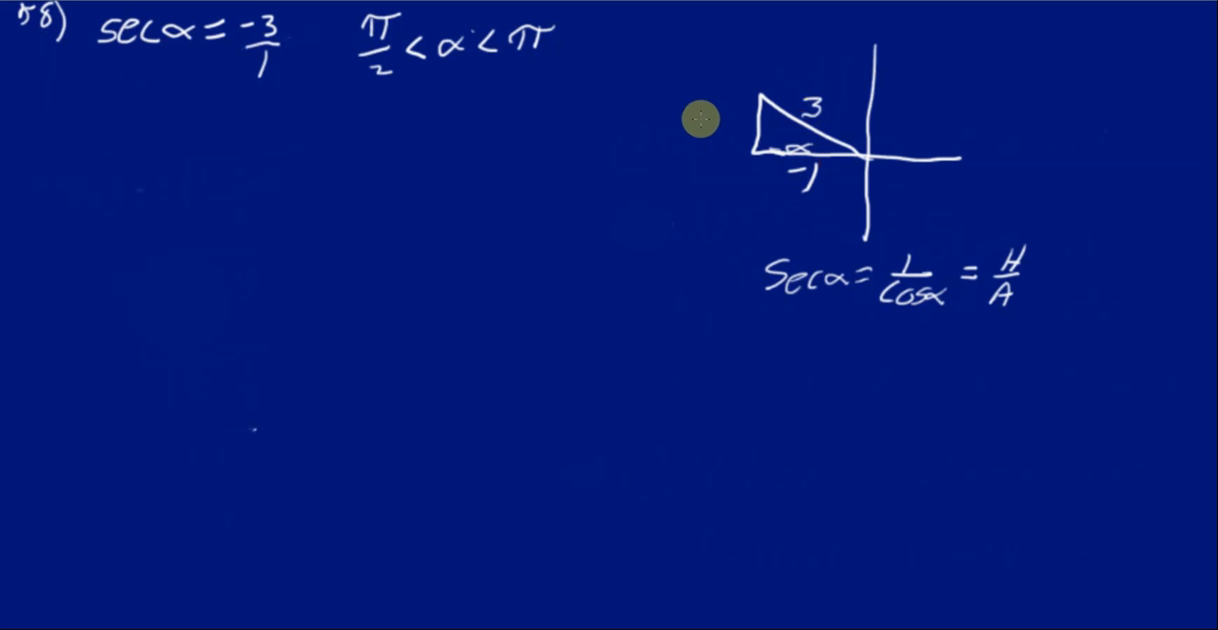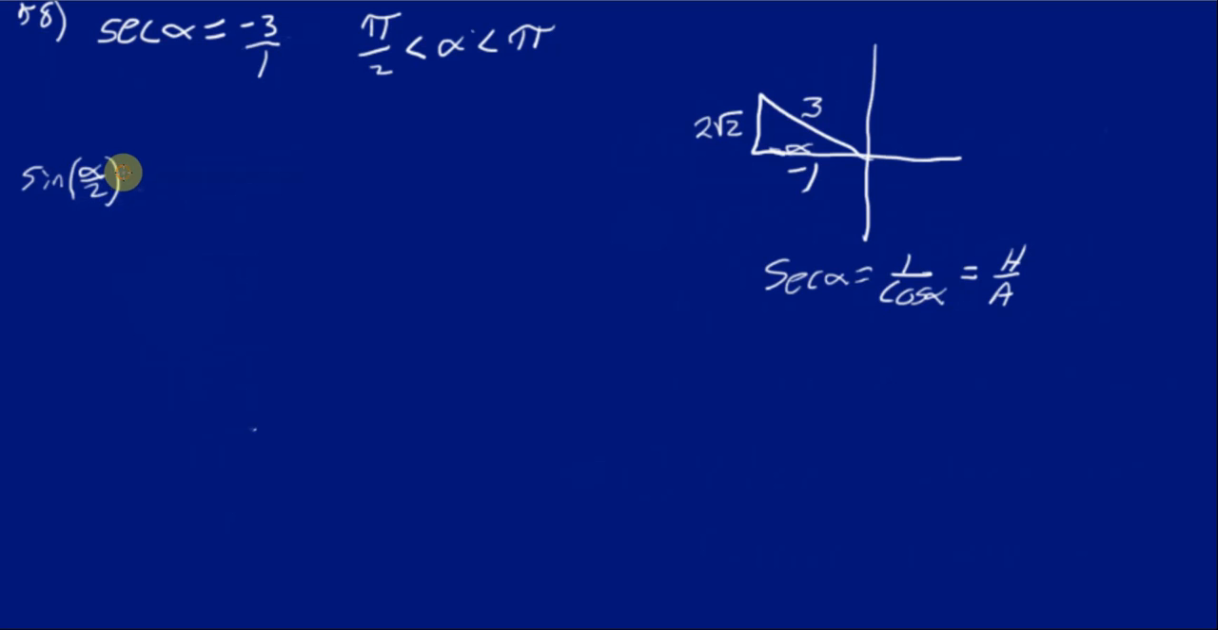By Pythagorean theorem, you're going to find the y, and it's going to be positive, to be 2√2, and it's just going to be 9 minus 1, which is 8. Square root of 8 is 2√2. First one we're asked to find is the sine of alpha divided by 2.